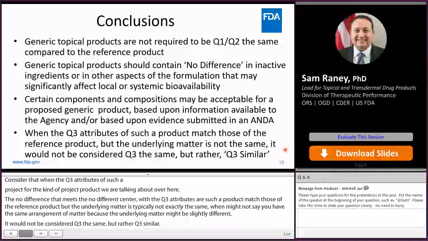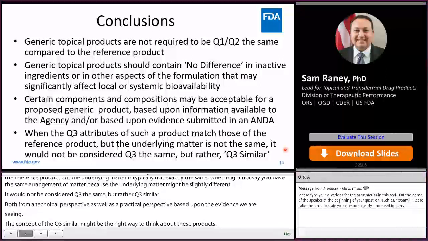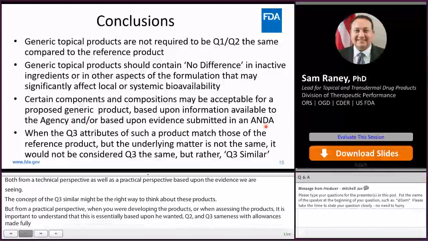But from a practical perspective, when you are developing these products or when we're assessing these products, it's important to understand that this is still essentially based upon Q1, Q2, and Q3 sameness, with allowances made based upon evidence of what is either information available to the agency to demonstrate that there's no difference for that component or composition, or based upon evidence submitted in the ANDA.